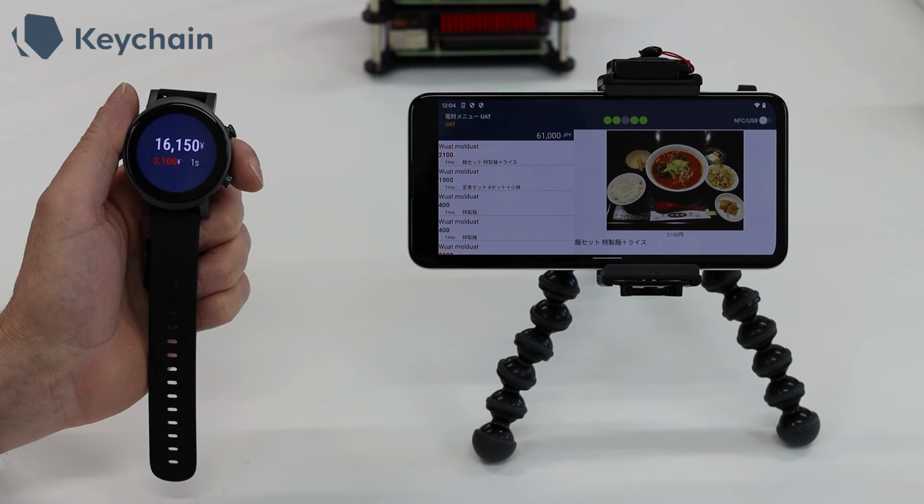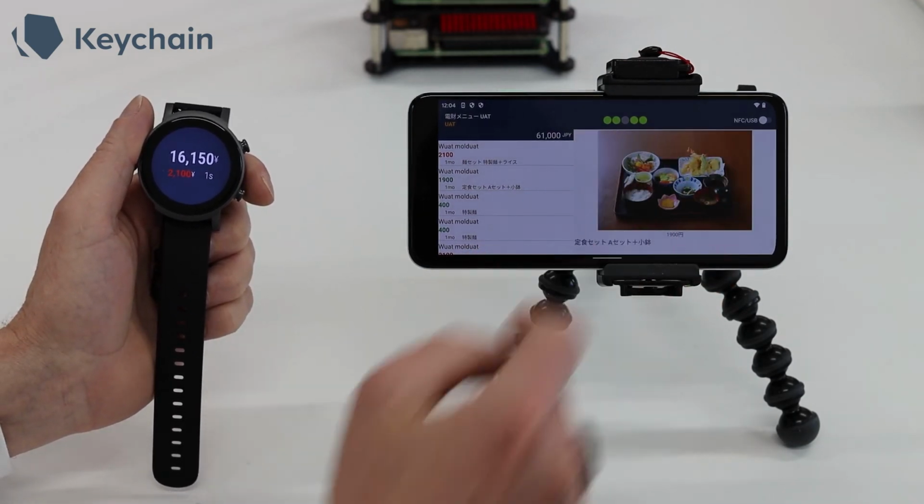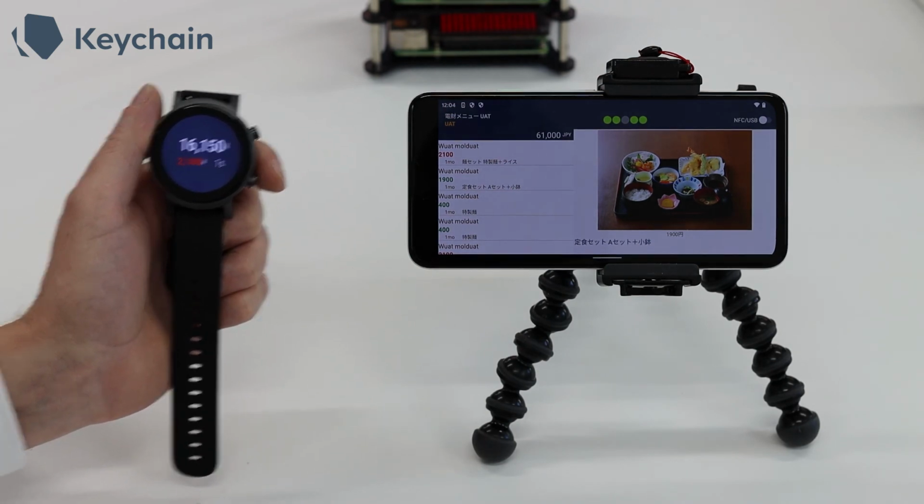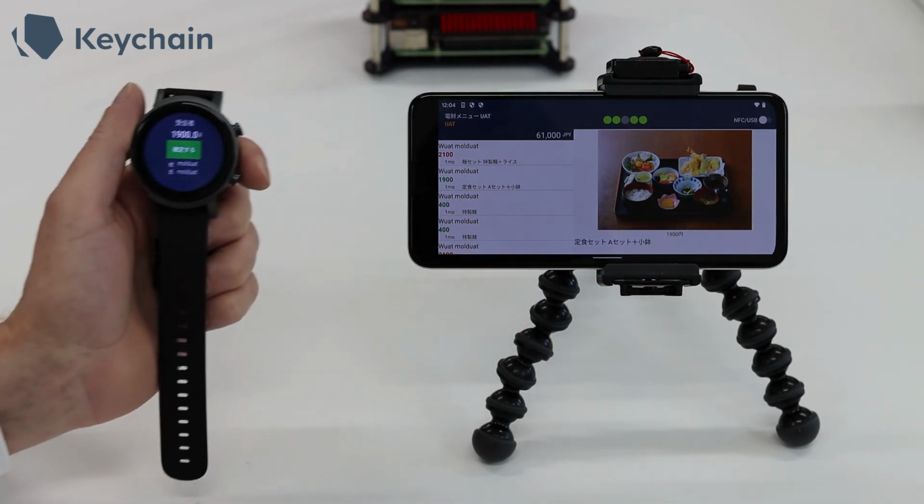Now we will show a normal transaction again, 1900, to show that anything below the limit that we've set for the purpose of this demo will in fact be approved again.